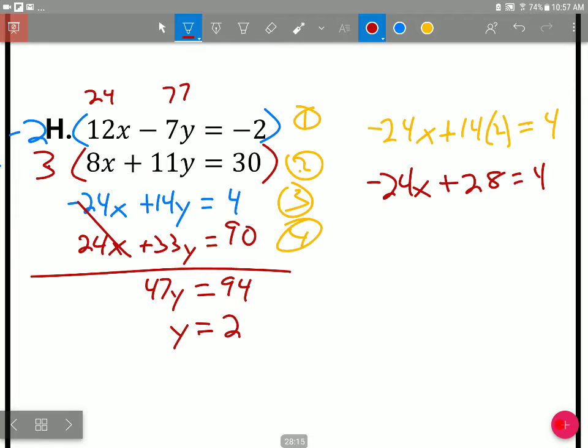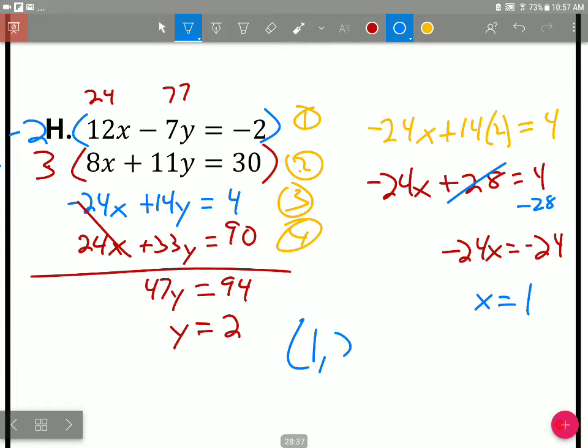Okay. Now what do we do? Subtract 28. Negative 24 plus 4. Negative 28 plus 4. Wow. Is negative 24. It's been a wild day, everybody. I'm sorry. So x equals 1. So it is 1, 2. All that for a 1, 2.